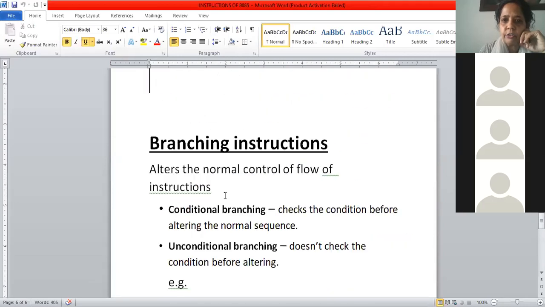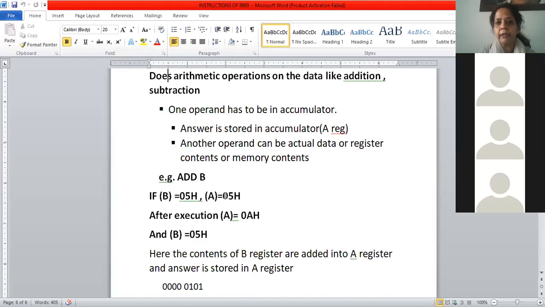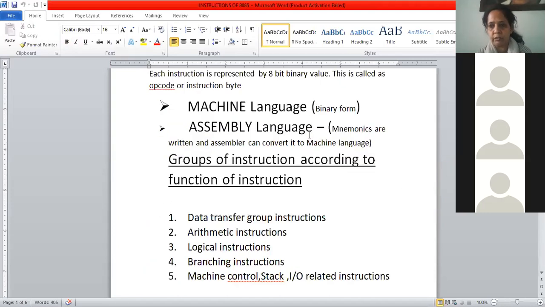Earlier we had seen what the instructions of 8085 are. The instructions of 8085 are written in a language called assembly language. Assembly language is nothing but mnemonics, and that has to be converted into machine language, which is zeros and ones.